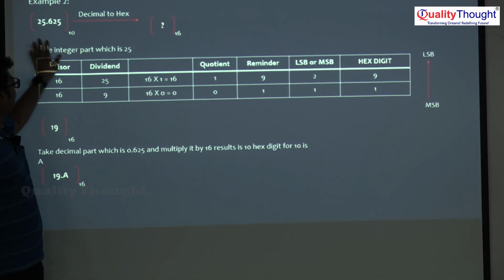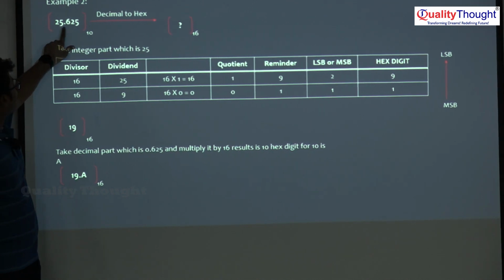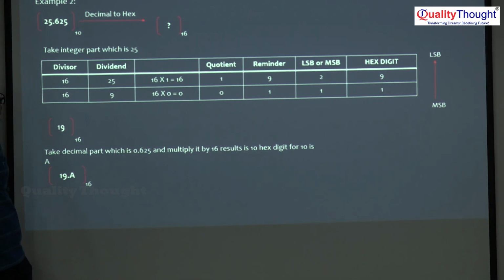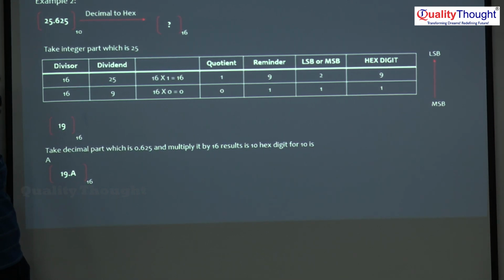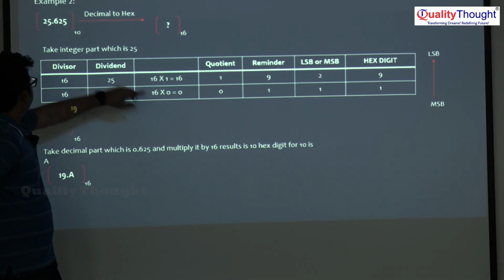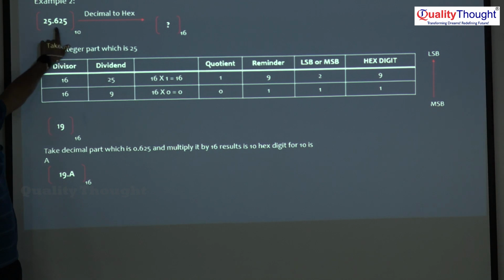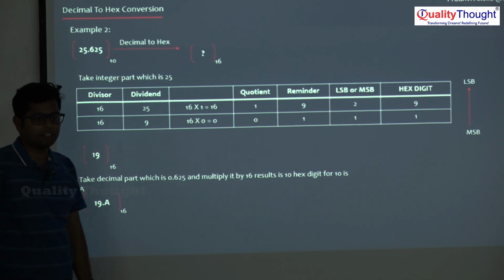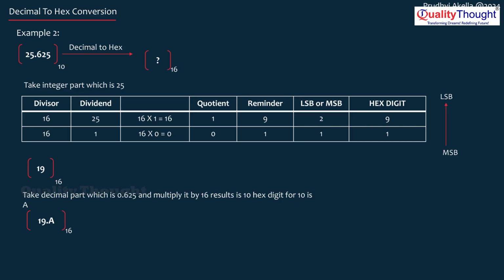So now let's take this. This is going to be very interesting. Now you have 25.625. I need to convert this into hexadecimal. Okay. Now take the integer part. The integer part is 25, correct? This is called a floating point number, where you call this the precision. This is called the integer part and this is called the precision. You need to take 25, which is the integer part.